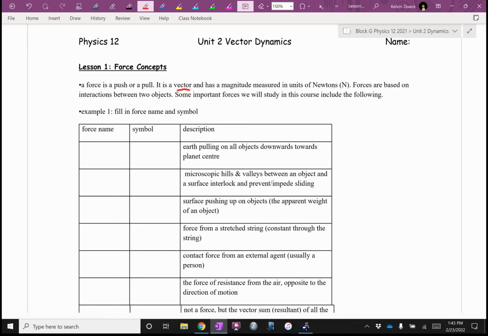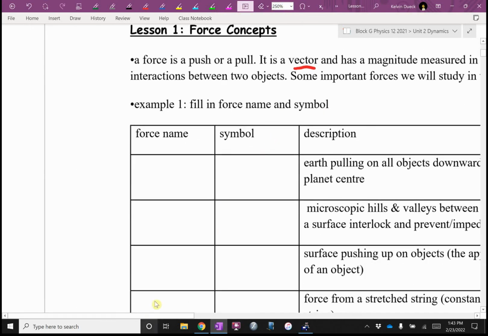In other words, if you're a spaceship out in the middle of the universe, away from anything, and you don't have any engines, there's nothing that you can apply a force onto. There'll be no force on you. Some important forces that we're going to study in this course include the following. These should be familiar to you.